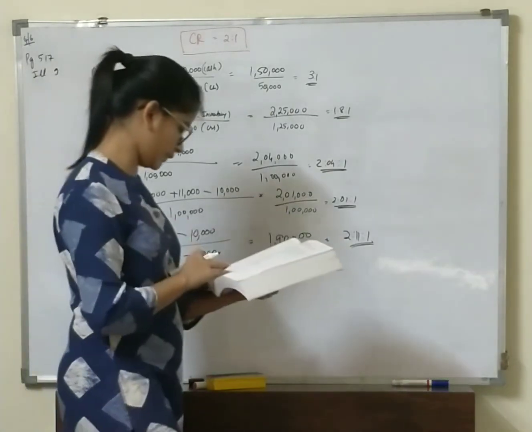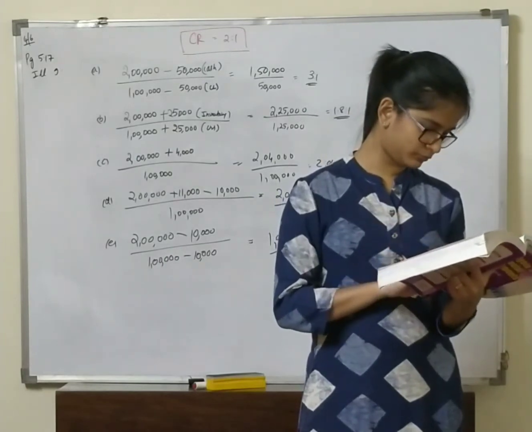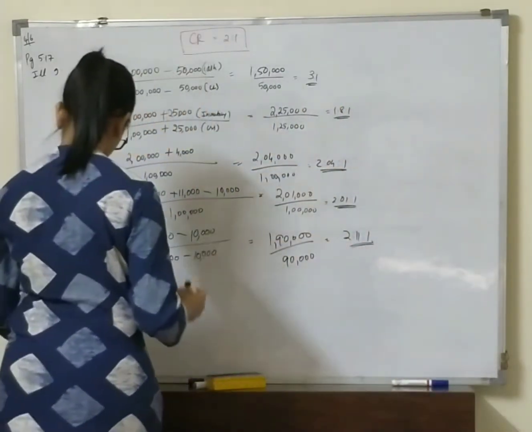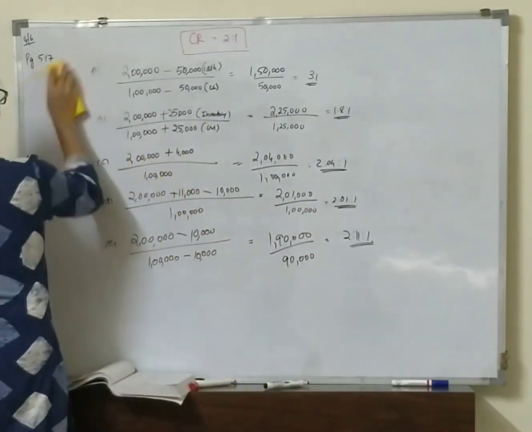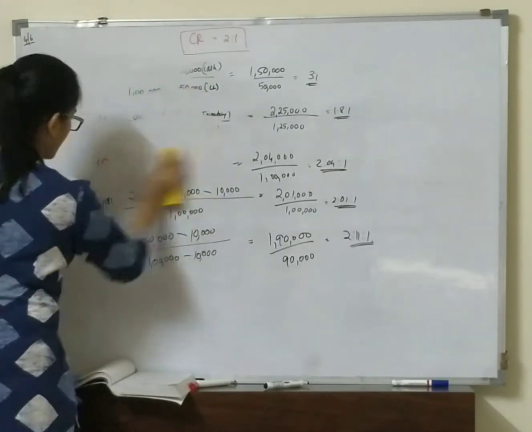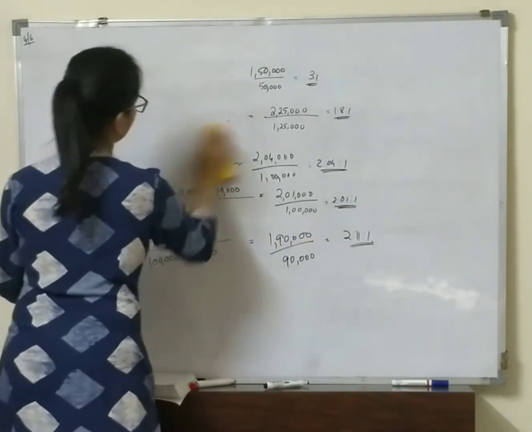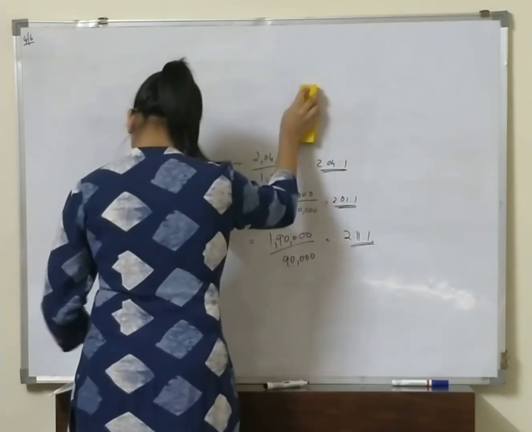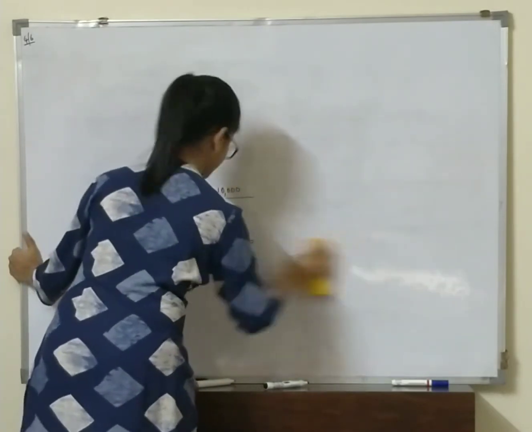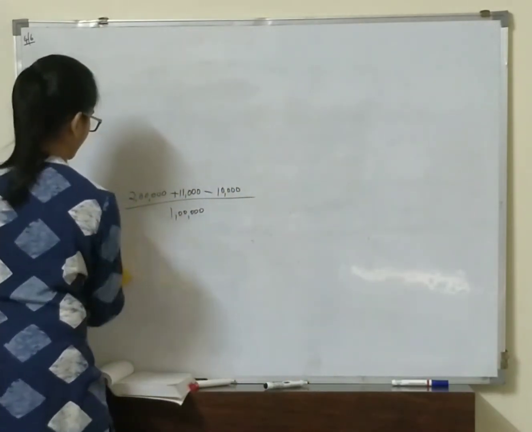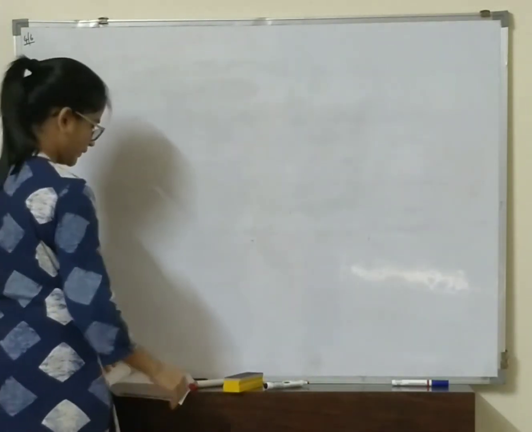Next, let's take down another problem. Write down. A business has a current ratio of 3:1 and a quick ratio of 1.2:1. If the working capital is rupees 1,80,000, calculate the total assets and inventory.